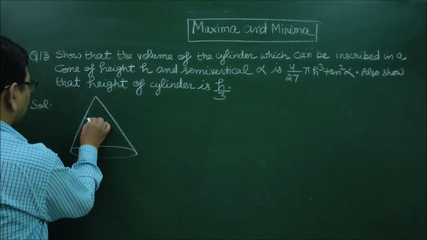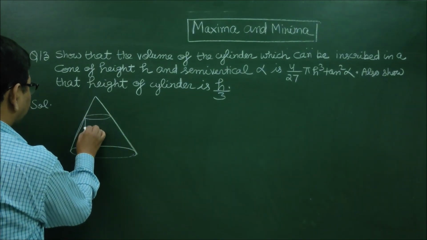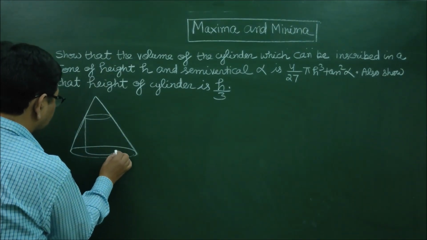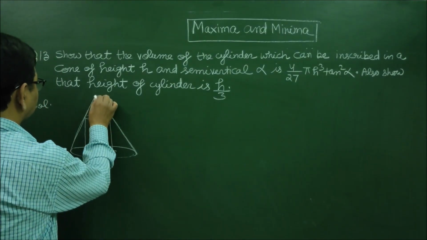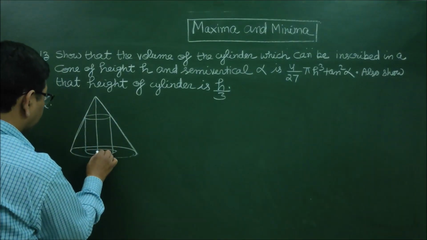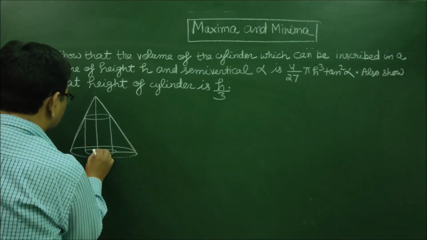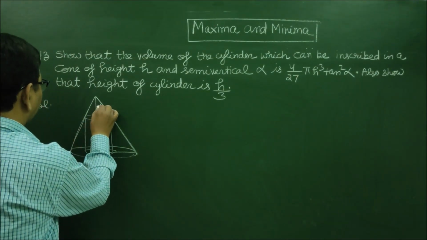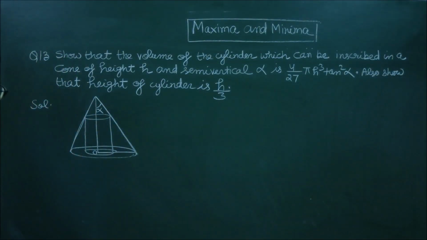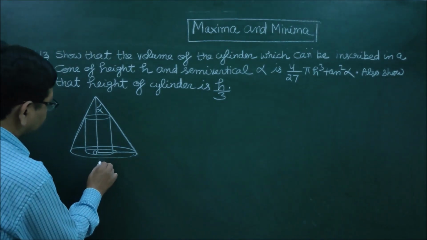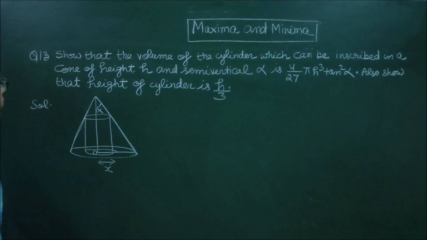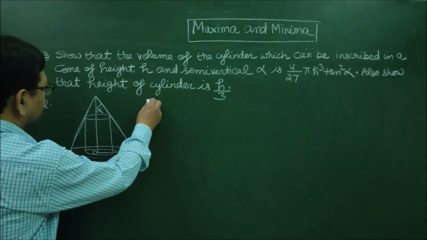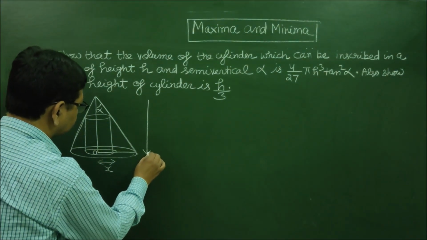And a cylinder is inscribed in it. Let the semi-vertical angle of the cone be alpha, and the radius of the cylinder be x. The height of the cone is h.